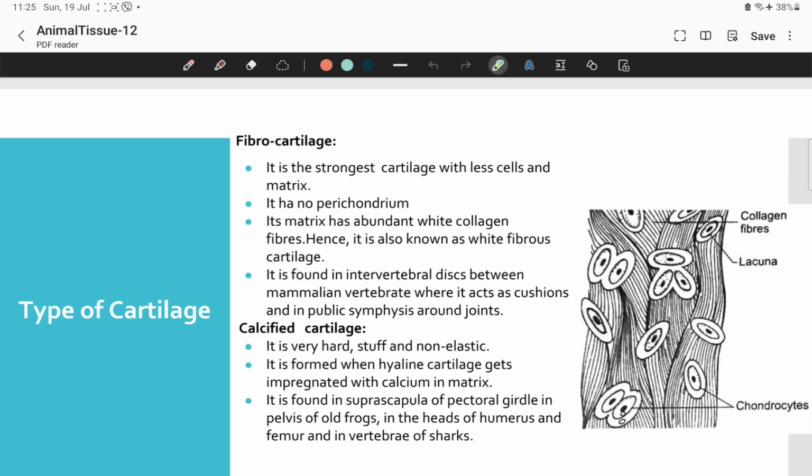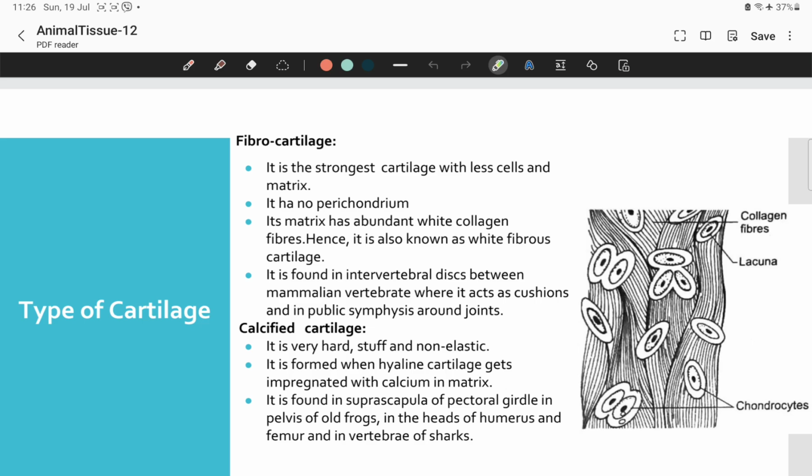In such cartilage, there is no outer layer known as perichondrium, and it is found in between the vertebrae. In our backbone there are a total of 33 vertebral bones. In between, you can find this kind of cartilage, and it helps to absorb shock whenever there is any kind of pressure, and it is also present in the pubic symphysis around the joints of the bone.